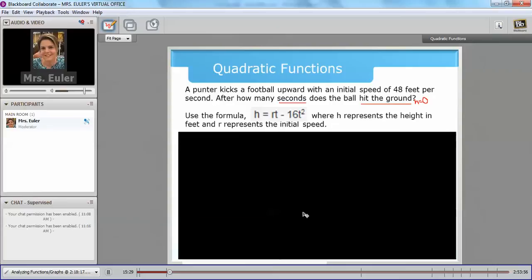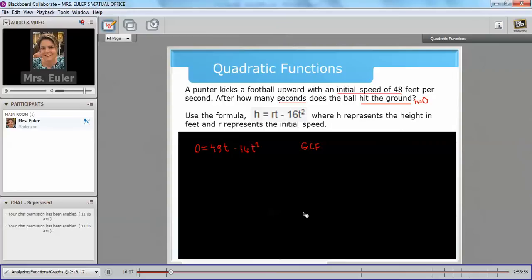Here's what we know so far. The height is 0 equals r, the initial speed. They tell us the initial speed is 48 feet per second. So I'm going to put 48 for r multiplied by t minus 16t squared. And now we need to solve for t. Because this is equal to 0, we can see that it is factorable. We can factor out the GCF, the greatest common factor in both of these terms.